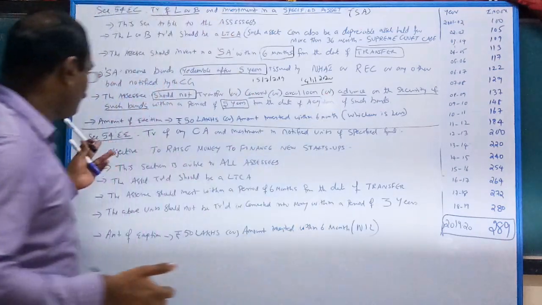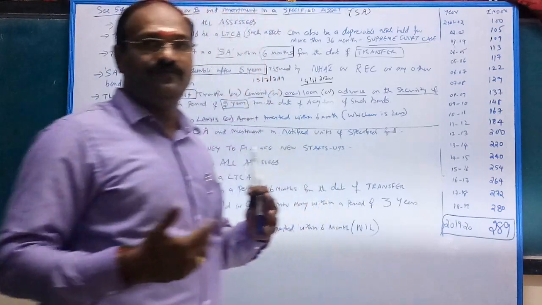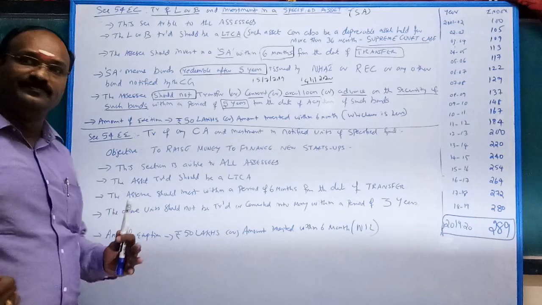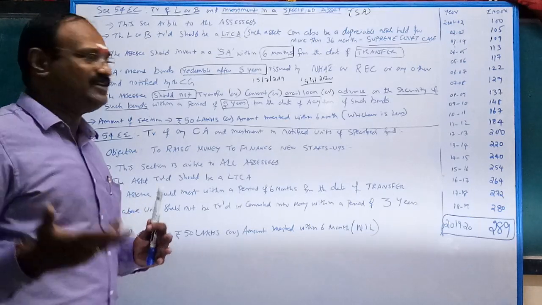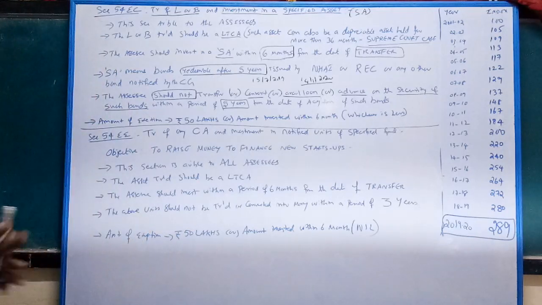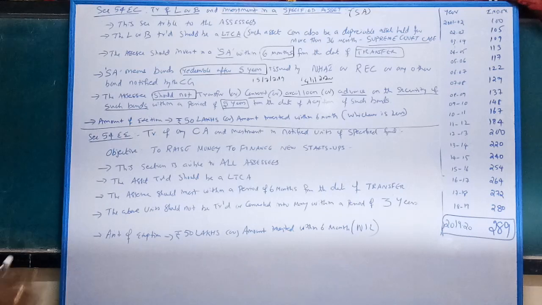After completing 54EC, one more section is there, 54F. After I explain 54F, I will do some problems. Section 54, two sums. 54B not required, easy. 54D also easy. 54EC and 54EE, I will do one sum. Okay. Then next, amount of exemption, very simple.